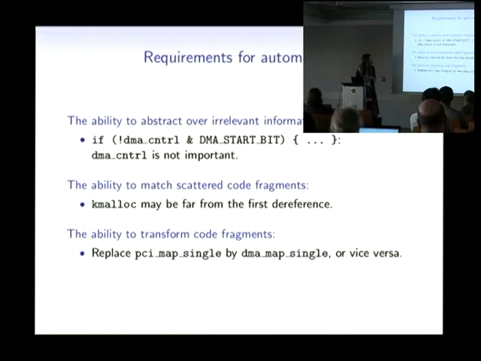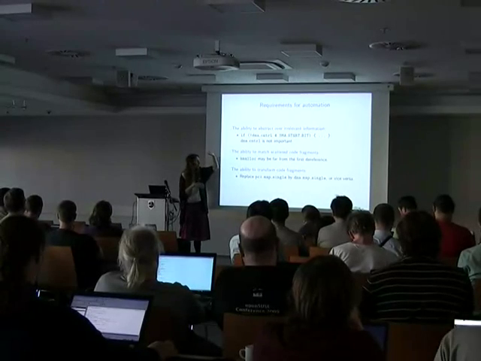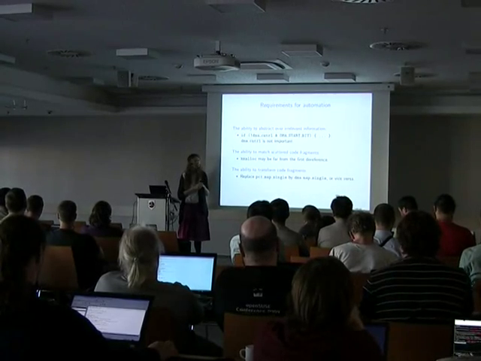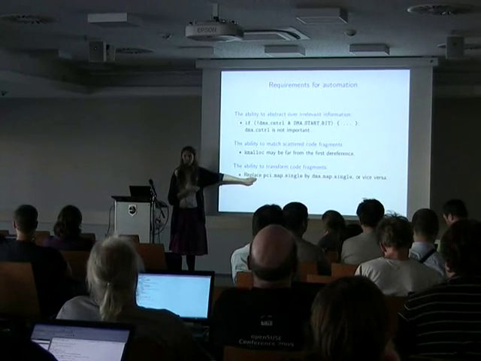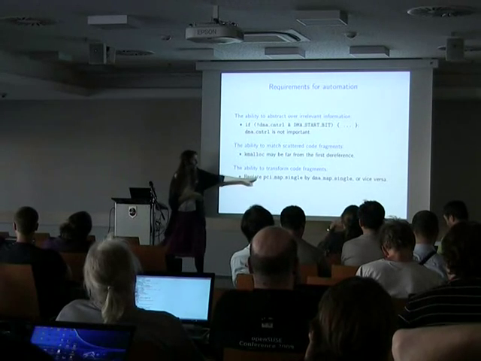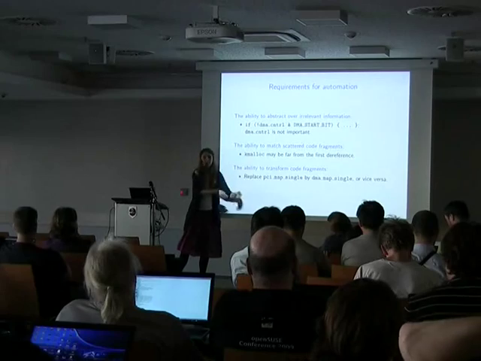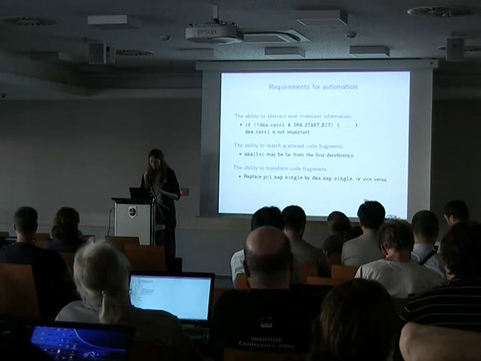over that. We also want to be able to match scattered code fragments. So we have the k-malloc case. We had our situation with the missing error handling code, where we have a call to k-malloc, and then we have a dereference afterwards, and there's no test in between. So the k-malloc might be far away from the first dereference. So we need to match things that are separated from each other. And then we would like to be able to transform things automatically. It's nice to find where we have calls to PCI map single, but it's even nicer to be able to just transform them automatically and then check, of course, that the right thing has been done.